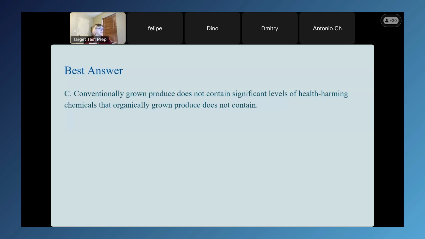And so what this says, conventionally grown produce does not contain significant levels of health harming chemicals that organically grown produce does not contain. There has to be a way to negate that to cover every eventuality. So do they or do they not, right? And you will get better at seeing what I call the breaking point on assumptions, where you're like, this is how we would negate this to cover all the other possible outcomes. But they typically are binaries.